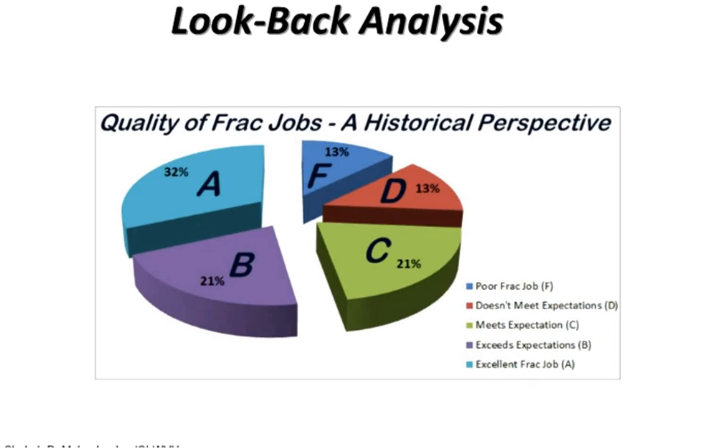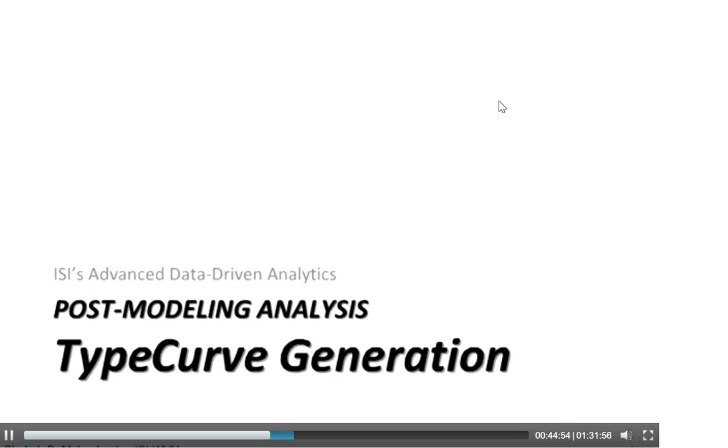And when we do that for one of the assets, we'll see that in this asset, about 75% get a grade A, B, or C, which are either excellent, exceeding expectation, or meeting expectation, whereas 25% of them get a grade of D or F, which are poor frac jobs that can be done better. And we can find out exactly what caused one to be good and what caused one not to be good.